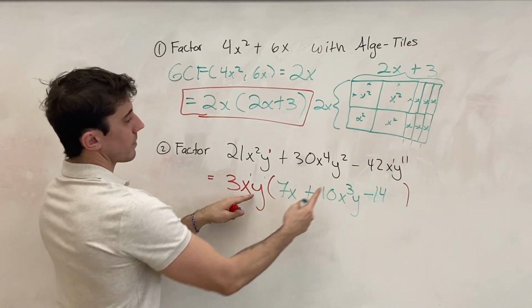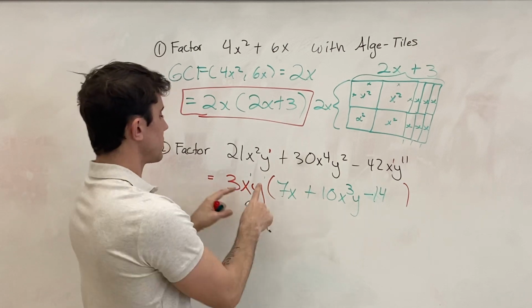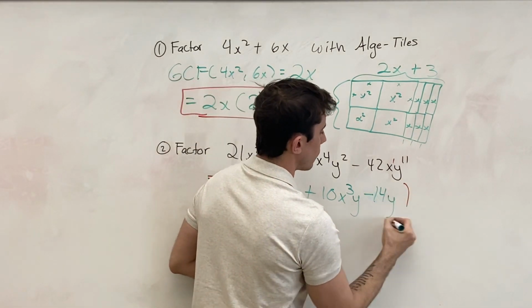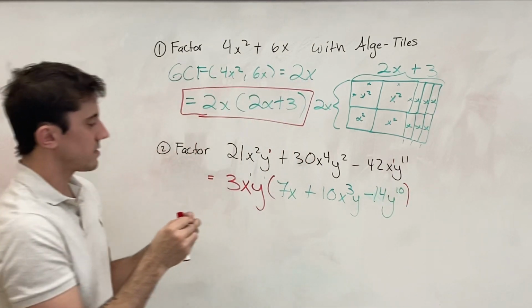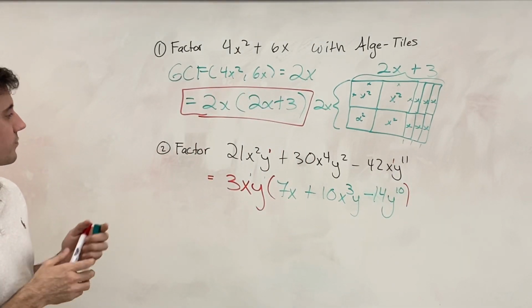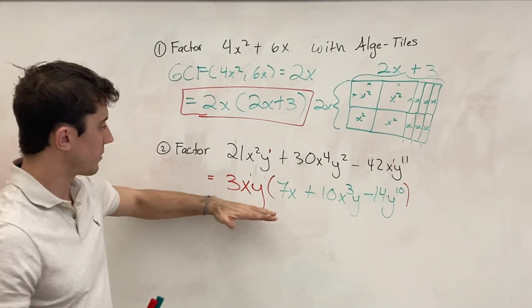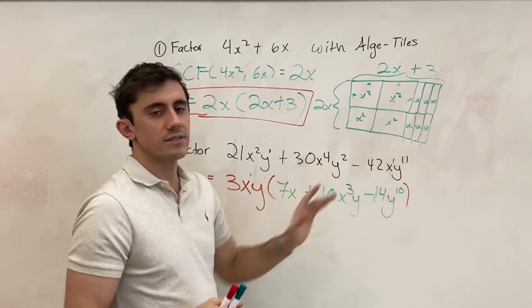Again, when we multiply by the same base, we add exponents. And so we need to add 10 to the 1 to make it 11. And so y to the power of 10 is our last term inside the bracket. And there we go, we're done. We factored out a GCF of 3xy, and this is what we have left inside, okay?